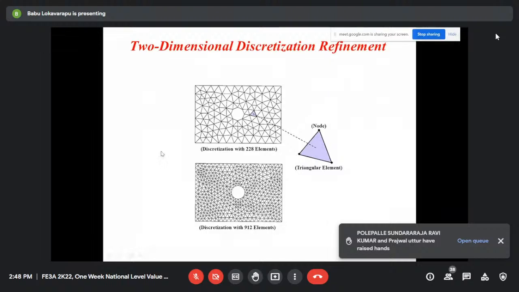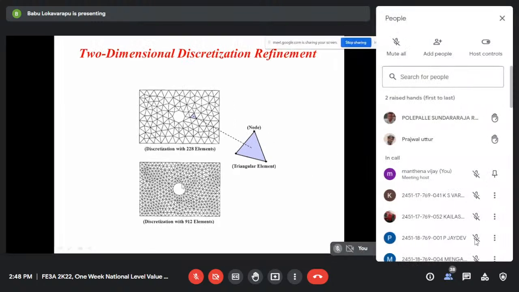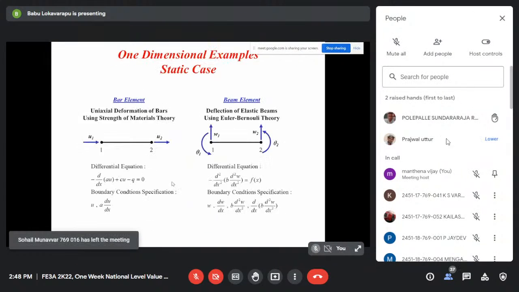And this is what I'm trying to say. This is not accepted here, because around the hole you are taking only a normal mesh, but you should do a refined mesh around the hole. This is a refinement you should do. That is very important, particularly for the critical sections. And for the bar element and beam element, these basic things you know.